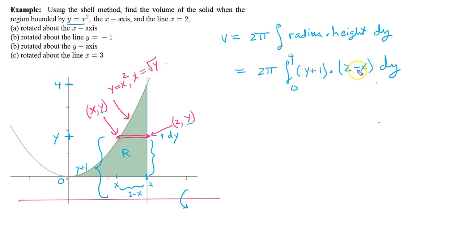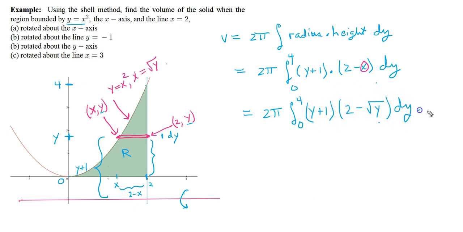And then once again we just need to rewrite the x in terms of y. Well, we already did that last time. And so this is going to be... and there you go. Notice everything in here is now in terms of y. So you can FOIL this out and integrate everything pretty easily. And then just evaluate from 0 to 4, multiply by 2 pi, and you'll get your answer.